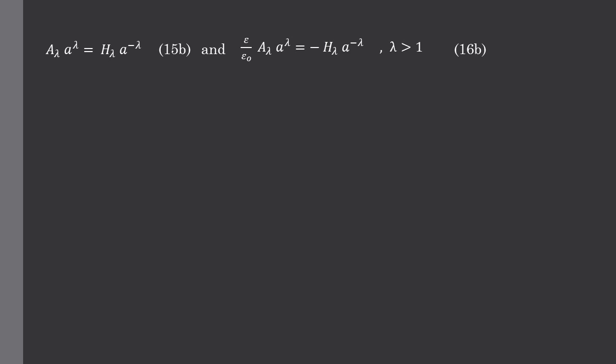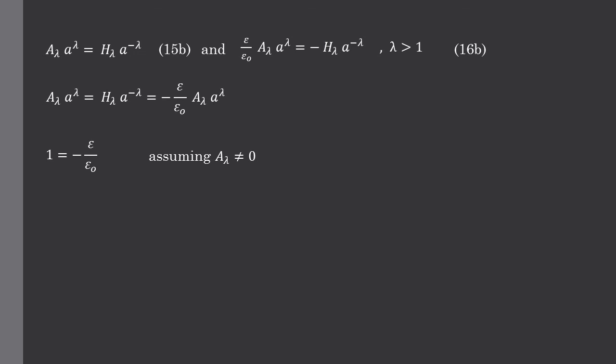Looking at 15b and 16b, we can do the similar trick of setting the h sub lambda equal, and doing that lets us solve this pretty quickly. Now, on the next step, we will go ahead and say little a is not 0, so we'll divide by it, and we will divide by capital A, assuming that capital A sub lambda is not 0 either. And that gives us that 1 equals minus epsilon over epsilon naught.